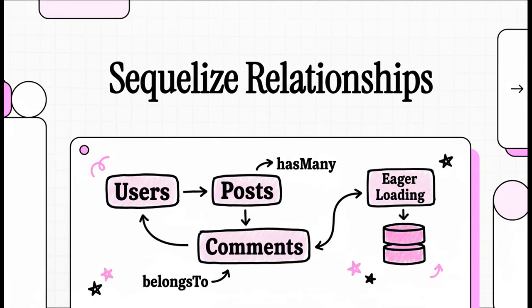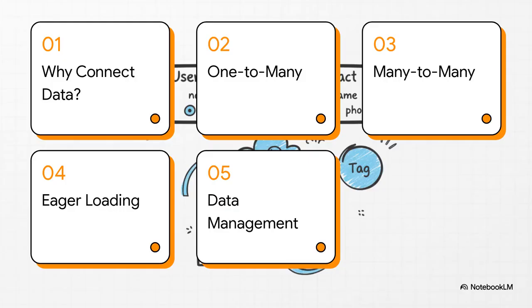When you're building an app, your data is rarely just a bunch of separate lists, right? It's all connected. Users have posts, products have reviews, you get the idea. So today, we're going to dive deep and master Sequelize associations. This is the key to managing those data relationships and turning what could be really complex SQL into clean, elegant code.